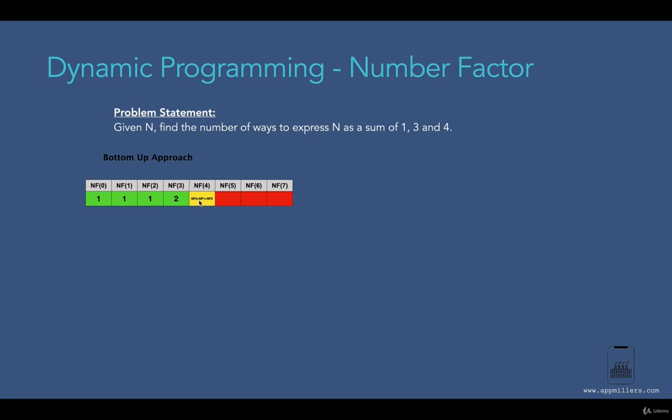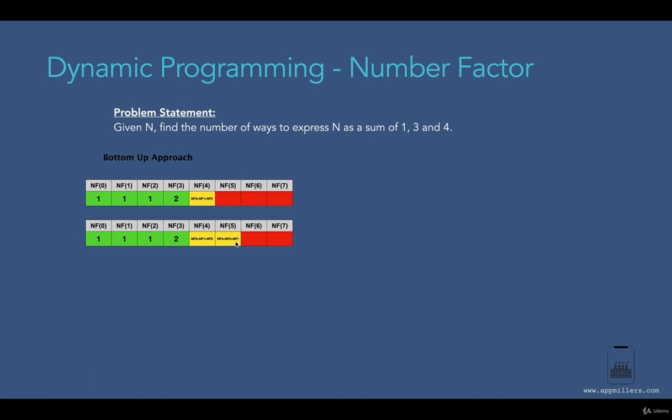Now to calculate number factor 4, the equation is like this: number factor 3 plus number factor 1 plus number factor 0, because in this case 4 minus 1 is 3, 4 minus 3 is 1, and 4 minus 4 is 0. Now after calculating this one, we can continue to calculate number factor 5. In this case, the equation for number factor 5 will be like this: number factor 4 plus number factor 2 plus number factor 1.